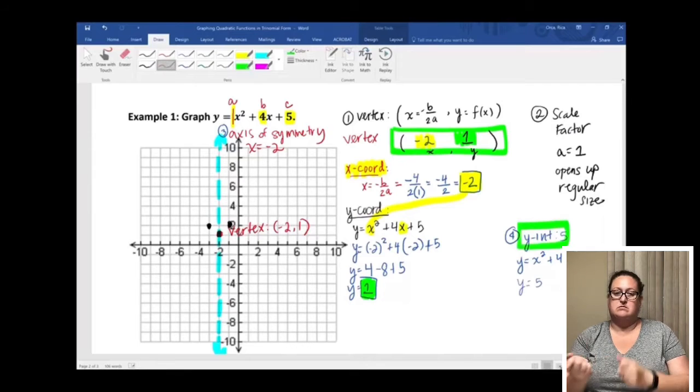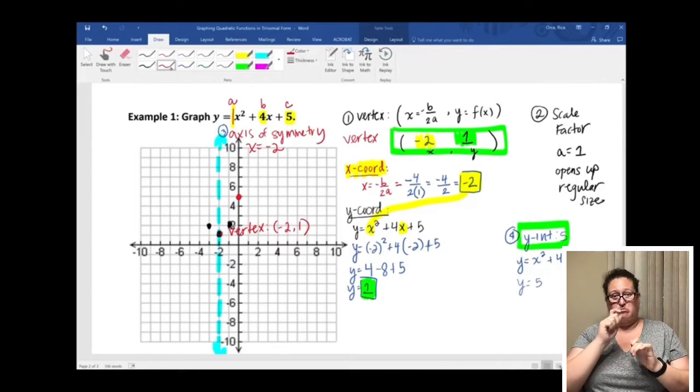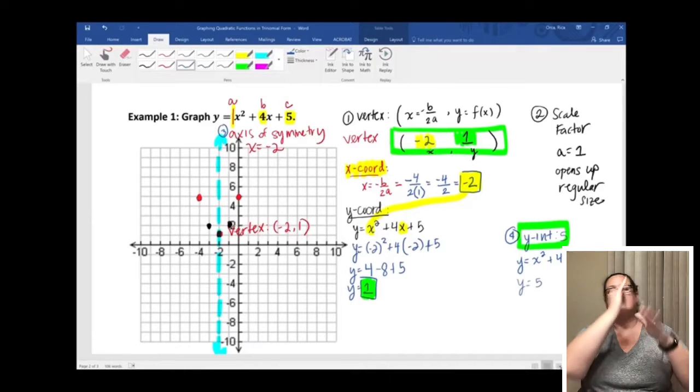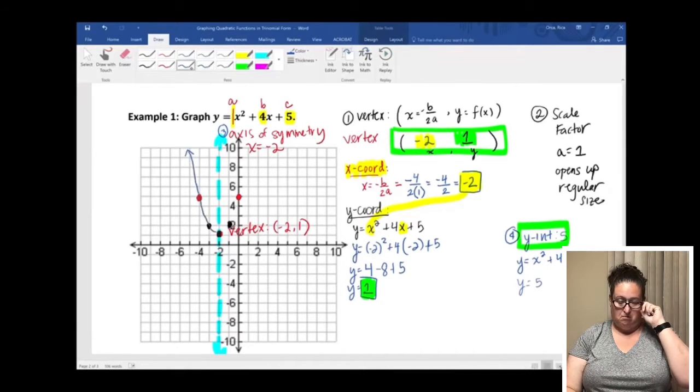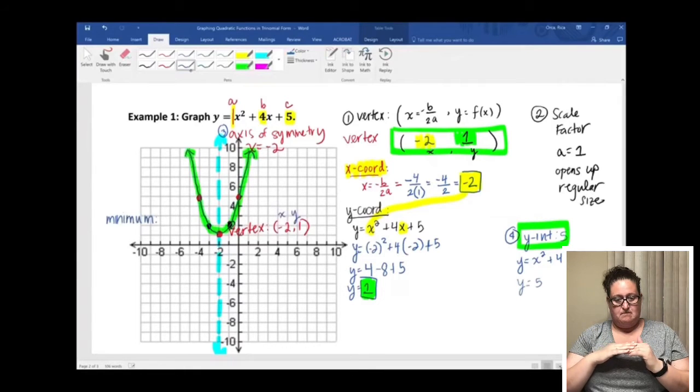Let's plot our y-intercept. Our y-intercept is 2 units away from the axis of symmetry, which means that we also have a point that's 2 units on the left side of our axis of symmetry. Now that we have all 5 points, let's draw our parabola. Highlight it. Let's find the minimum. Our minimum y value is 1. The domain will be all real numbers.